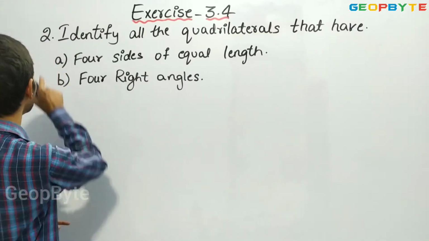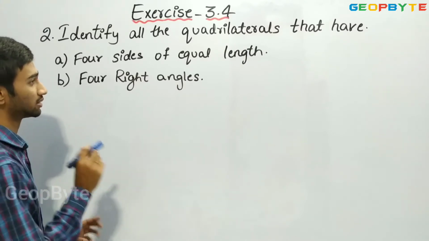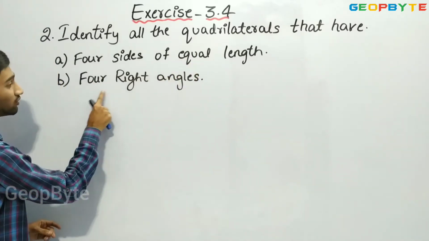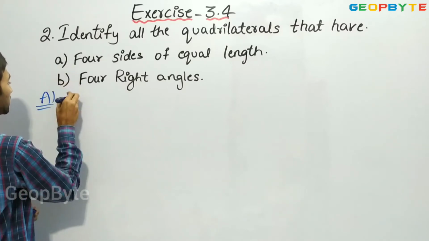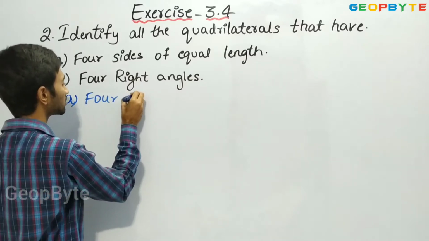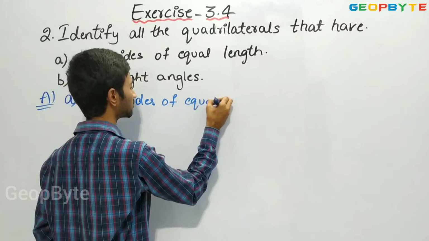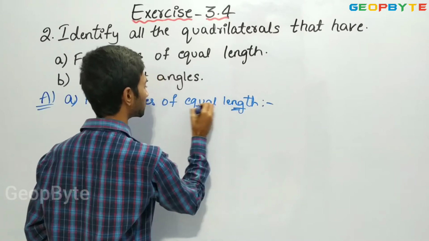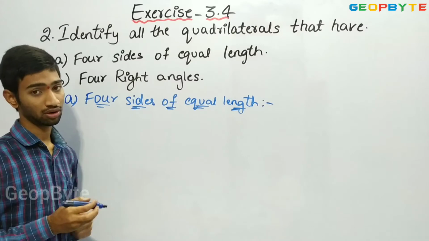Now, let us see the second question. Identify all the quadrilaterals that have A. 4 sides of equal length, B. 4 right angles. First, let us see for A. 4 sides of equal length. They given 4 sides of equal length.